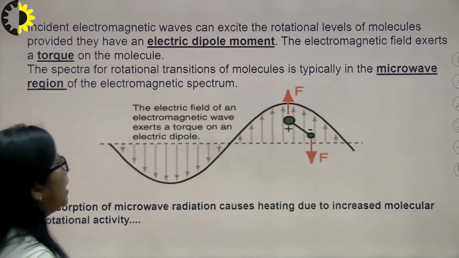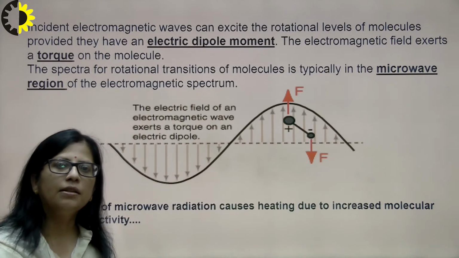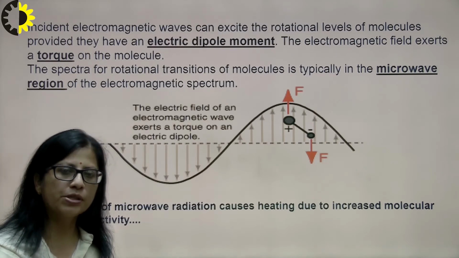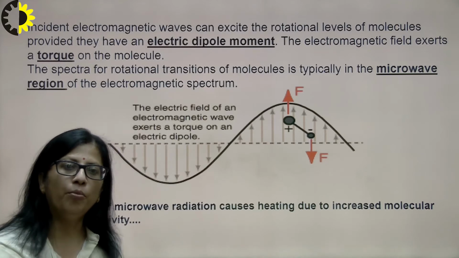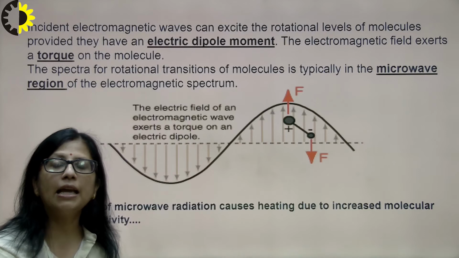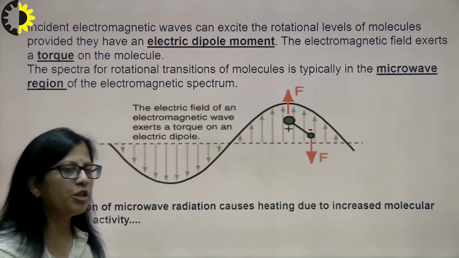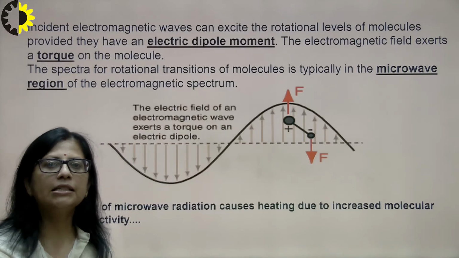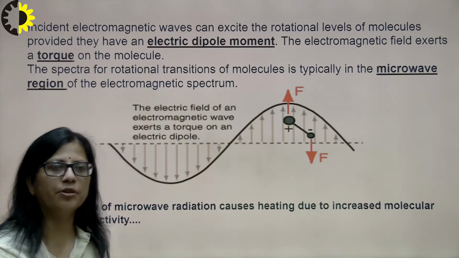Now, here the incident electromagnetic waves can excite the rotational levels of molecules provided they have an electric dipole moment. The electromagnetic field exerts a torque on the molecule. The spectra for rotational transitions of molecules is typically in the microwave region of the electromagnetic spectrum.